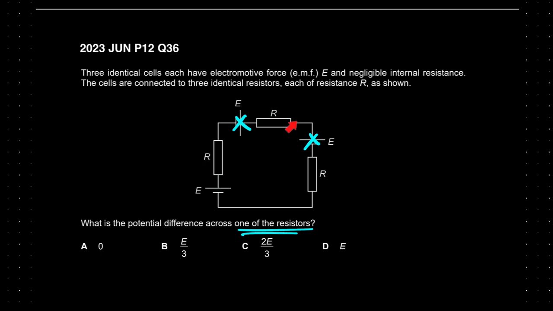Then you have three resistors in series which are sharing this EMF E, so the EMF would be equally divided along each of these. So E by 3 would be appearing across each one. You can also do this using KVL, but this is obviously much easier.